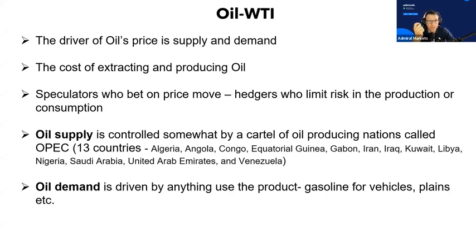Then we definitely have the speculators who bet on price moves, and the hedgers who limit risk in production or consumption, and they don't necessarily trade like us. These guys, when they want to extract and sell the oil, maybe they make agreements in the futures markets and agree on the delivery at a certain price, let's say $70 per barrel. So if the price of oil in the market at that stage is $60 per barrel, they get the advantage of the $10 difference, because they made that contract in the futures markets, since they're going to deliver later in time.